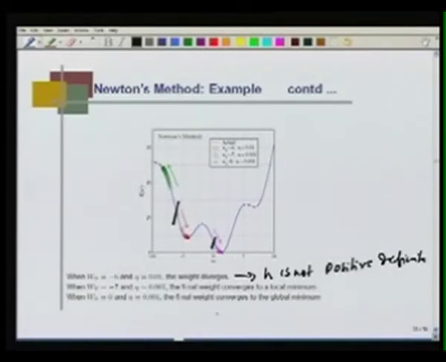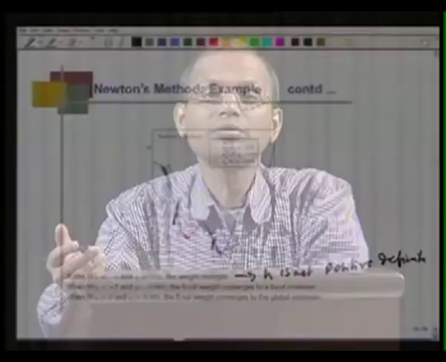The final weight converges to the global minimum, but then we really did not achieve much in comparison to gradient descent, except probably speed. Gradient descent converges to the local minimum in some number of steps, and probably using this Newton method you can improve on that speed, but in no way is the desired goal of learning achieved by the Newton method.